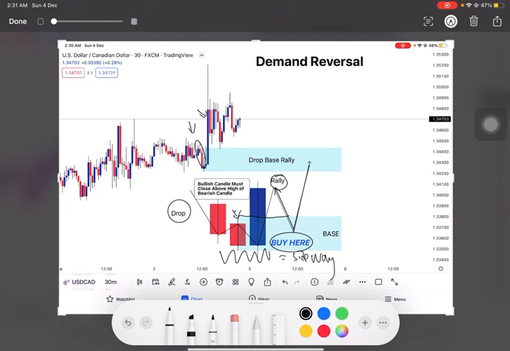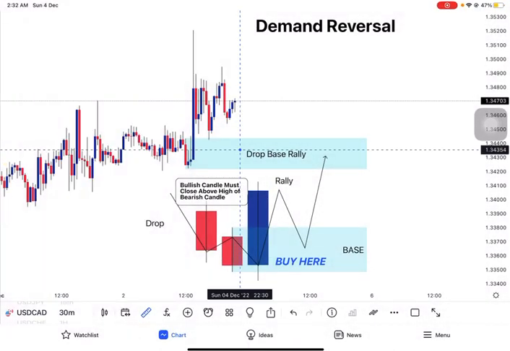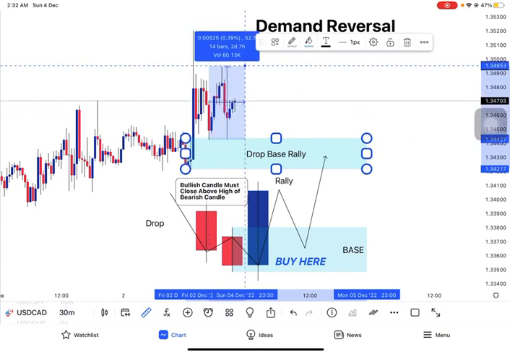To mark the drop, base, rally, we just have to mark the last bearish candle before bullish. So we will take this candlestick for our base. This is where it retraces and we will buy here. And the gain is around 50 pips only in the MT4 time frame. That's all for the demand part.